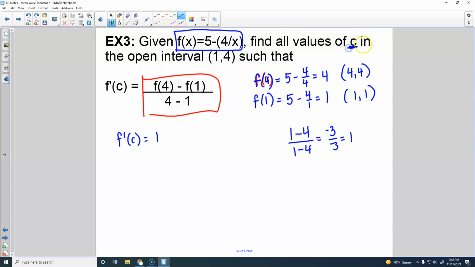They're asking us to find c. So we've got to plug in the derivative right here. So first let's find the derivative. I'm going to write it like this. Instead of doing 4 over x, how could I write that?